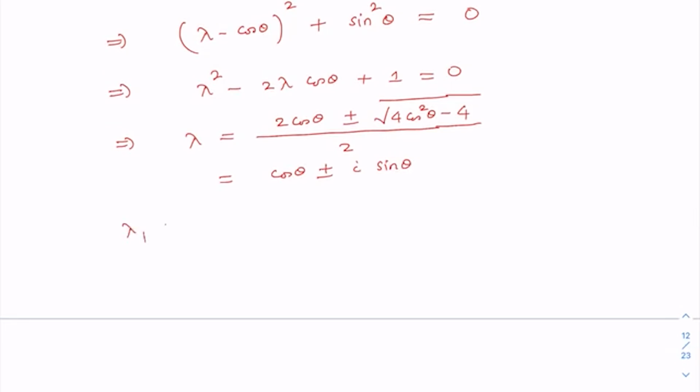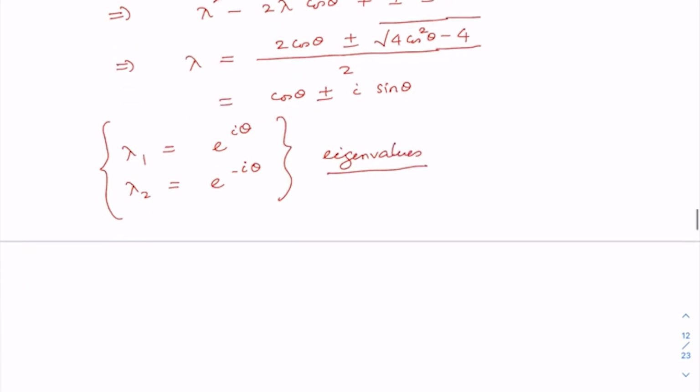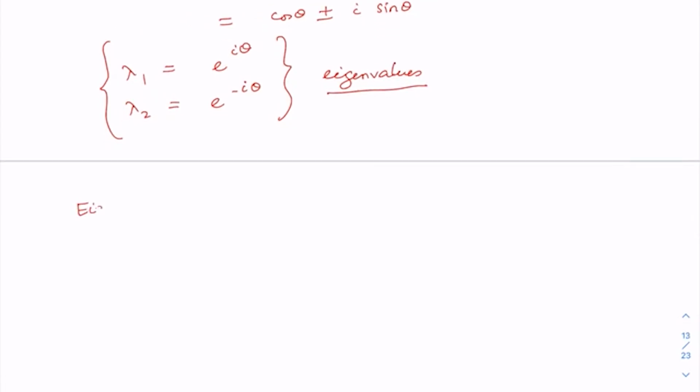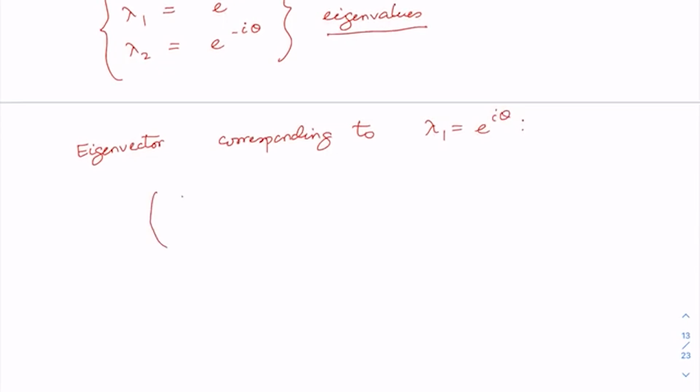That means lambda 1 is equal to e to the power i theta, and lambda 2 is equal to e to the power minus i theta. These are our eigenvalues. Now what about the eigenvectors? First of all, the eigenvector corresponding to the eigenvalue lambda 1 is equal to e to the power i theta. Let us work it out. So say the matrix cos theta, sine theta, minus sine theta, cos theta.